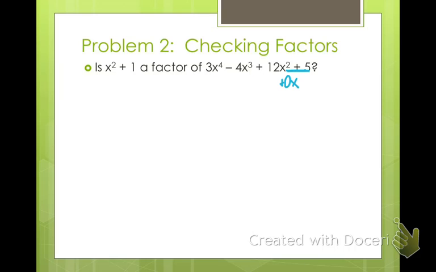So we don't have an x value, but we have to account for an x value because we're going to get an x somewhere along the line.